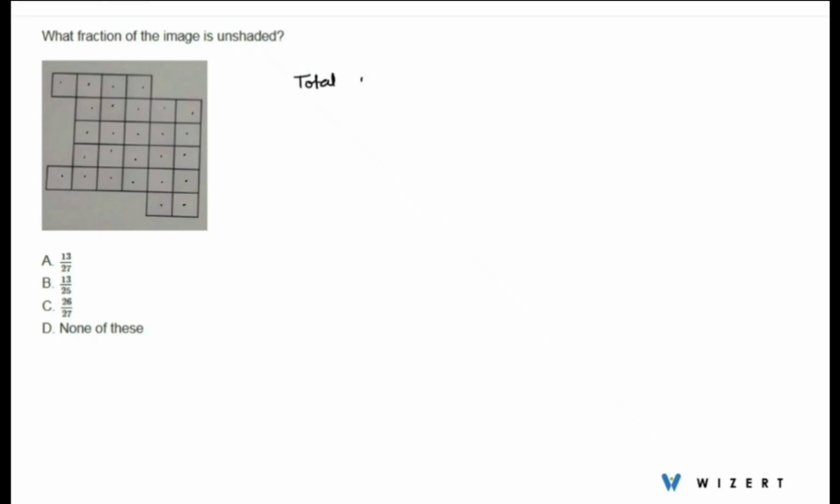Total number of parts of the image are given as 27. But if we observe carefully, there are no shaded boxes. Therefore, total number of unshaded boxes will be 27.